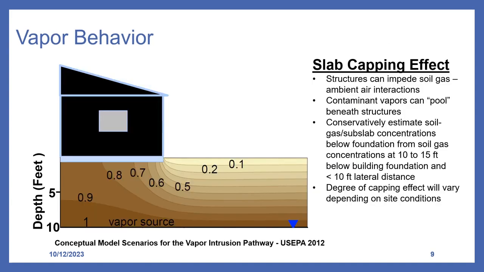All right, let's talk a little bit about the slab capping effect. So buildings, pavement, and other structures can impede ambient air and atmospheric interactions with soil gas. As a result, contaminant vapors can pool below structures.